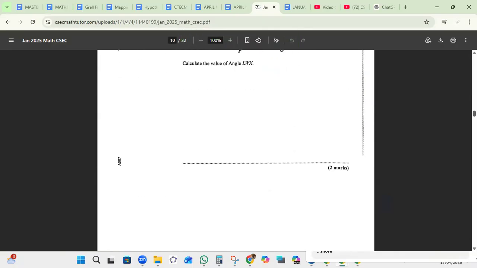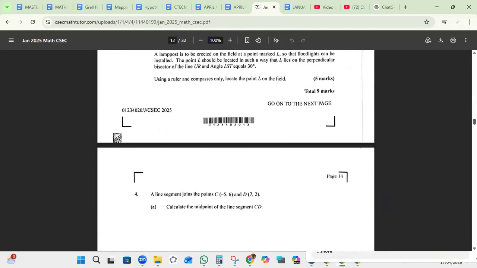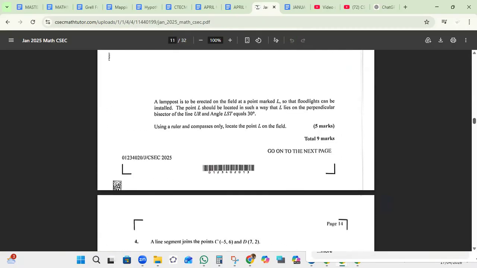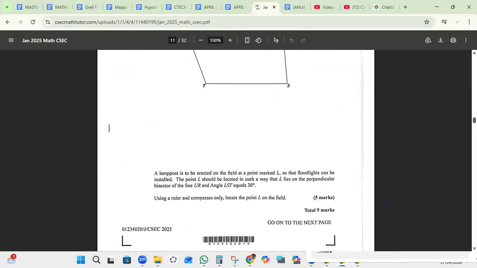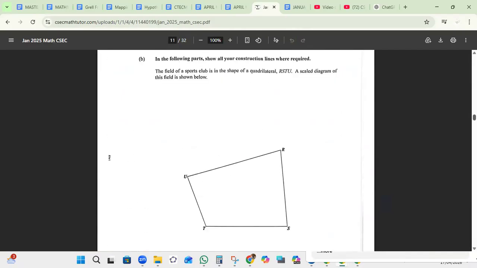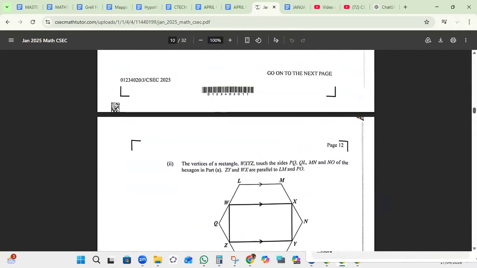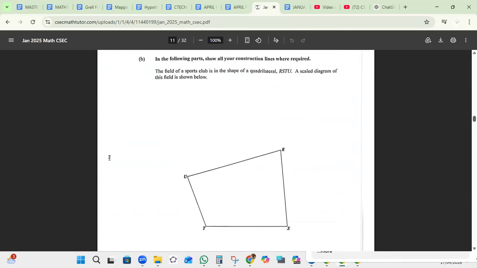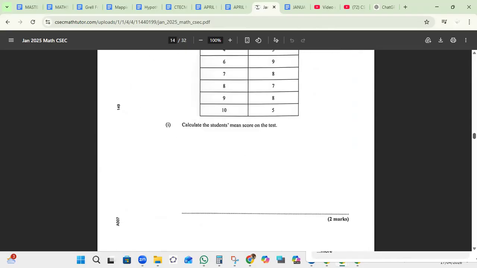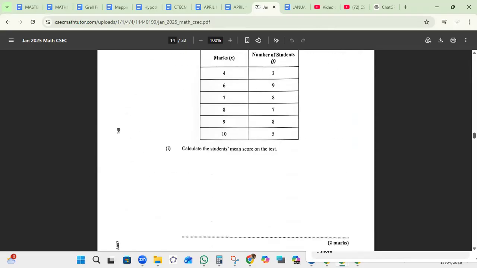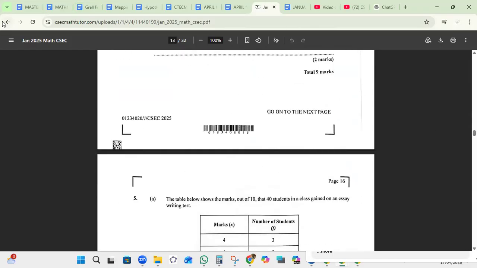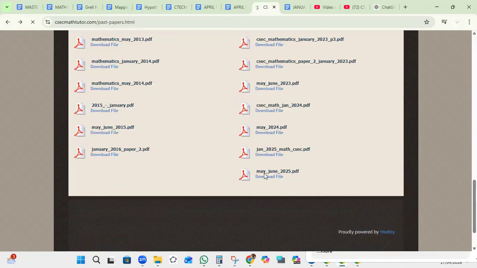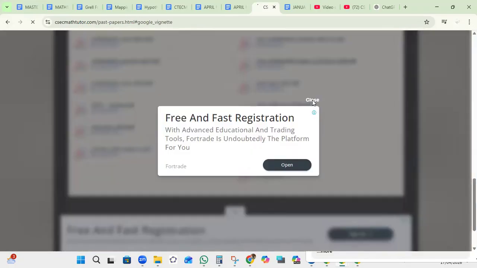Let's see if there is a transformation question. Also, it's not mandatory. I'm seeing a construction using ruler and compass, but I'm not seeing a transformation question. So it's not mandatory. Statistics most often comes. So let's try the May 2025 paper that we should be familiar with.